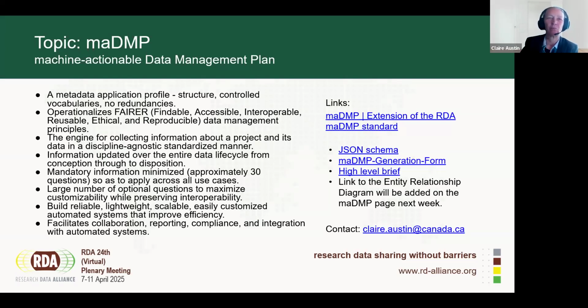And the MADMP is really the engine for collecting information about the project and its data. A lot of it overlaps what Milan was talking about earlier. And then the idea is that it's not a one-time thing at the beginning of a project, but it is continuously updated throughout the data lifecycle. And what we are aiming for is discipline agnostic. We want to get away from discipline specific MADMPs or DMPs and really have it discipline agnostic so that we have much greater interoperability and common understanding. And so we try and minimize to the greatest extent possible the number of mandatory fields or questions. There are about 30 that are required or mandatory. Then we have a large number of optional questions, which during implementation in a particular organization or program, the organization, the program can choose to make some optional fields mandatory for their implementation.